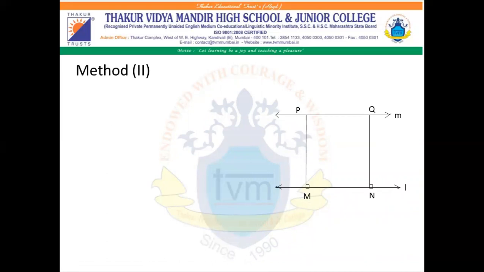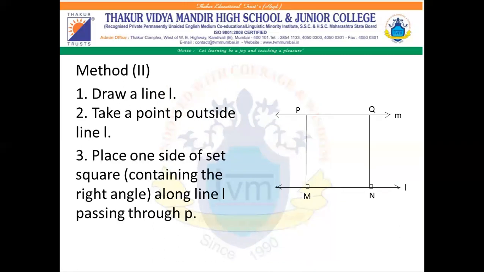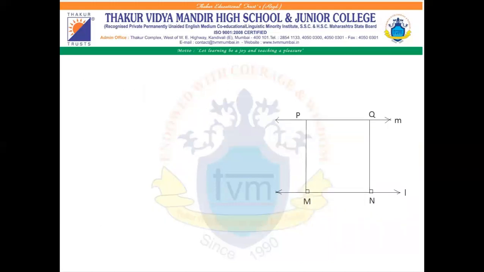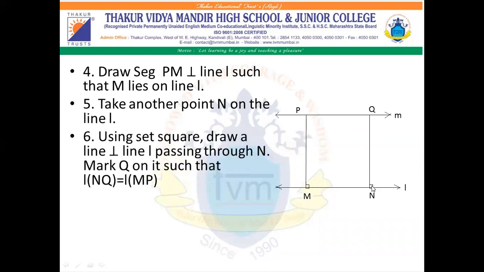Second method, draw a line L. Take a point P outside the line L. Place one side of the set square along the line L passing through the point P. Draw segment PM perpendicular to the line L such that M lies on the line L. Take another point N on the line L. Using the set square, draw a line perpendicular to the line L passing through the point N.